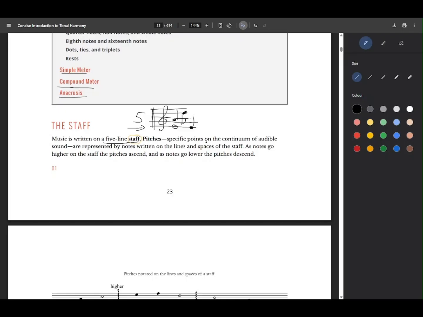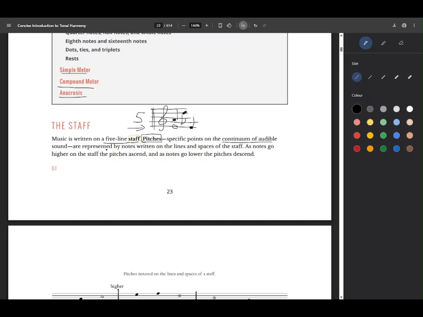Pitches are specific points on the continuum of audible sound. Now, this is kind of a bit complicated, but it's really quite simple. Pitches are simply the sound that you're hearing. So when I play a note on a keyboard or an instrument, the sound that you are hearing is what the pitch is. It is not a note, which we'll get to, but a pitch.